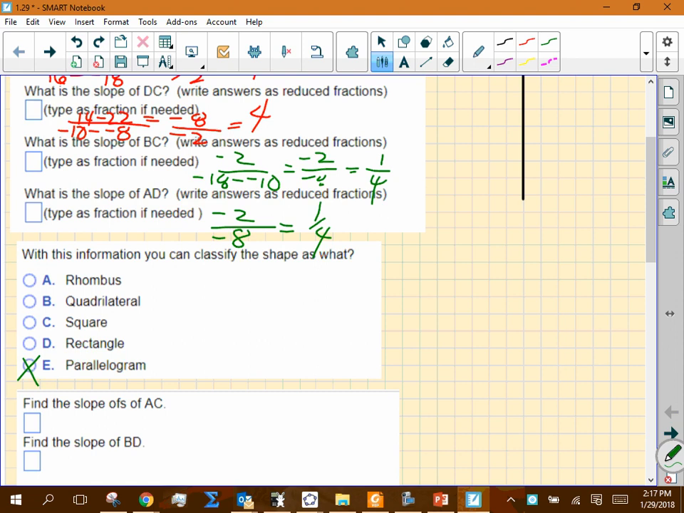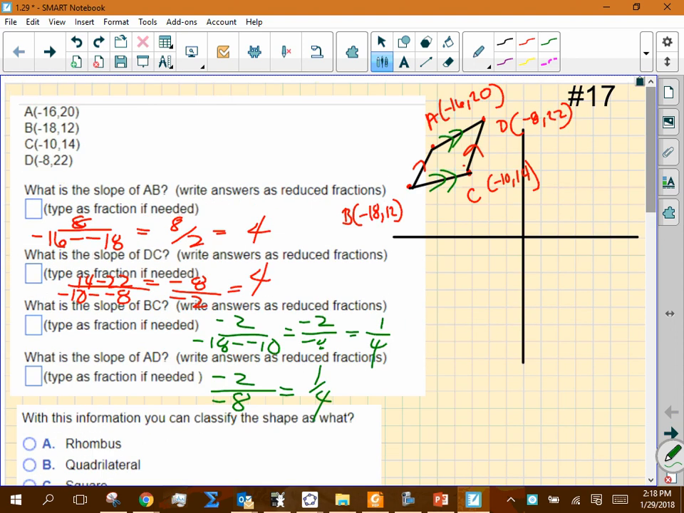That's what I was asking when it says find the slope of AC and find the slope of BD. Find the slope of AC, which is that right there. So what's the slope of AC? 20 minus 14 is 6. And then negative 16 minus negative 10.